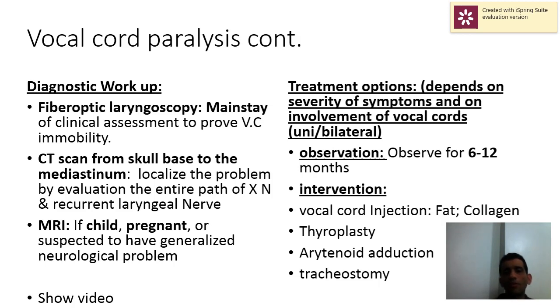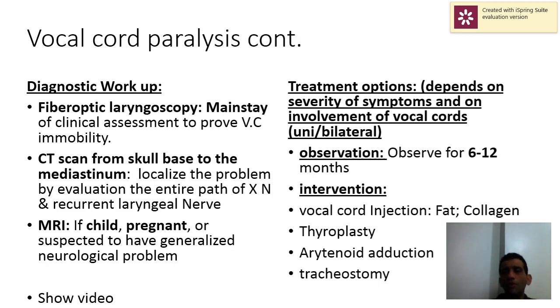Fiber optic nasolaryngoscopy is the mainstay to assess the mobility of the vocal cord. Then we have to assess the course of the recurrent laryngeal nerve, the nerve supply from the skull base deep to the mediastinum, to localize the problem and evaluate the entire pathway of the vagus nerve and recurrent laryngeal nerve. MRI is used if the patient is a child, pregnant, or suspected of having a generalized neurological problem.